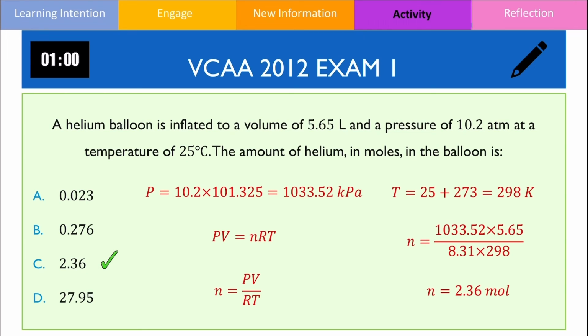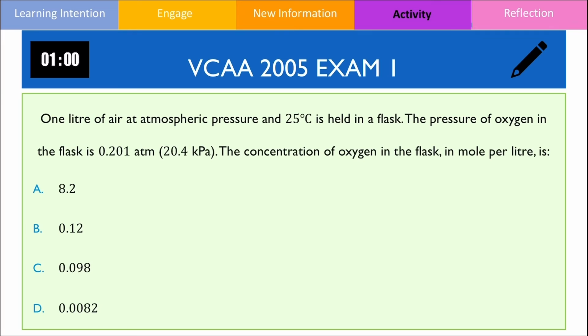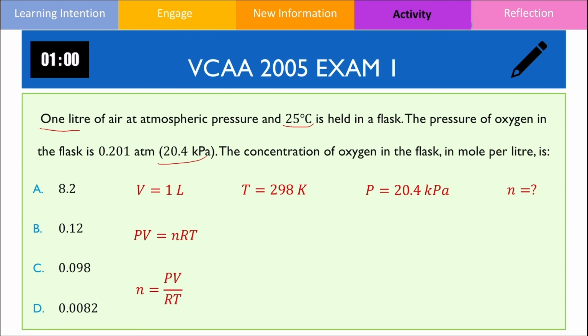And in the last question, I would like you to calculate the concentration of oxygen in the container given the following information. Pause the video now and then resume again when you're ready to compare your answer. In this question, they've provided me the values of 3 variables. They've given me the volume, the temperature, as well as the pressure. Using this information, I'm going to calculate the value of n, the number of moles of oxygen, by using PV equals nRT and rearranging it to solve for n. Plugging in these values should therefore give me an answer of 0.00824 moles of oxygen.